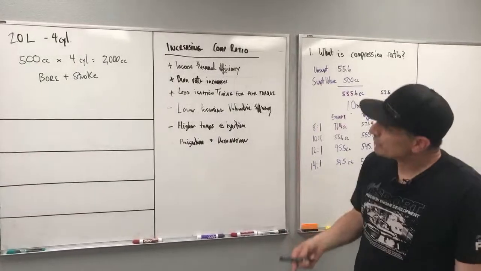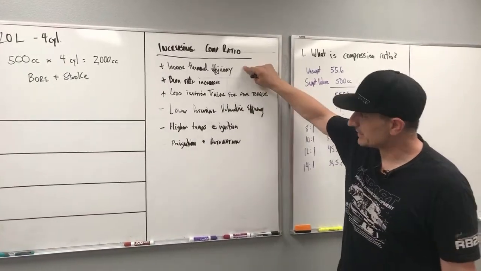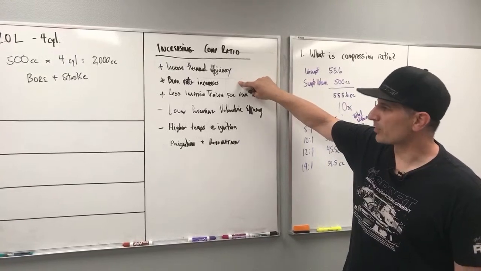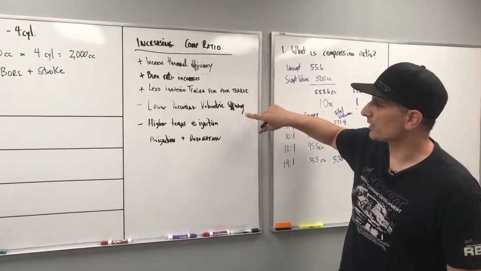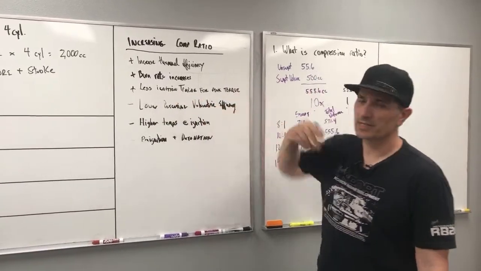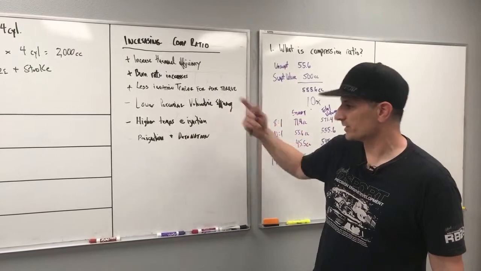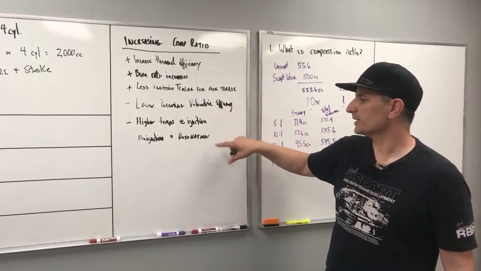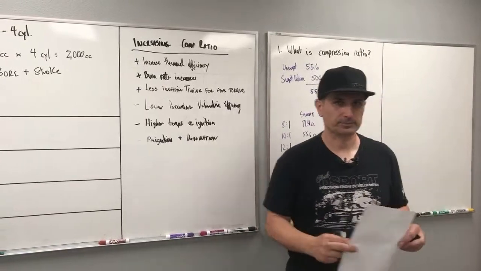What happens when you decrease the compression ratio? Everything flips. We get a decrease in thermal efficiency. Our burn rate slows down. It needs more ignition timing to get peak torque. Higher volumetric efficiency is the plus. Lower temps at ignition and lower chance of pre-ignition and detonation.